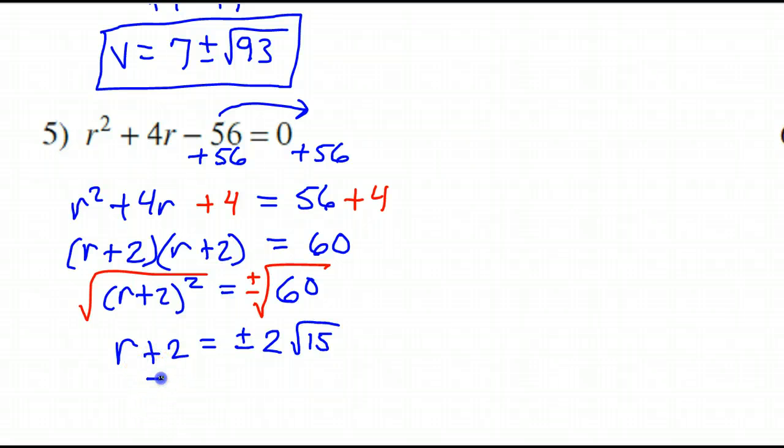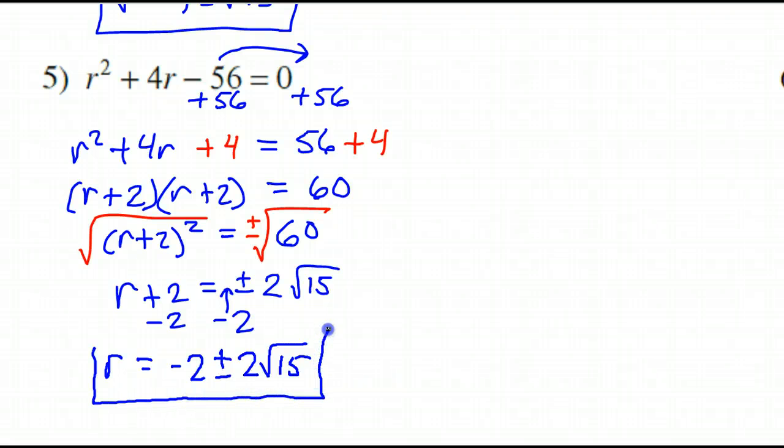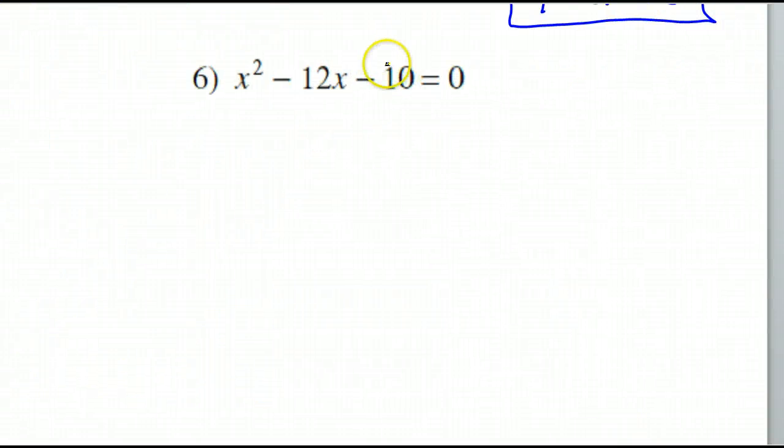Now let's subtract that 2 from both sides. Okay, make sure you put it in the front. So that's going to give me r equals negative 2 plus or minus 2 radical 15. Alright, that is the answer number 5. Alright, take a look at number 6.